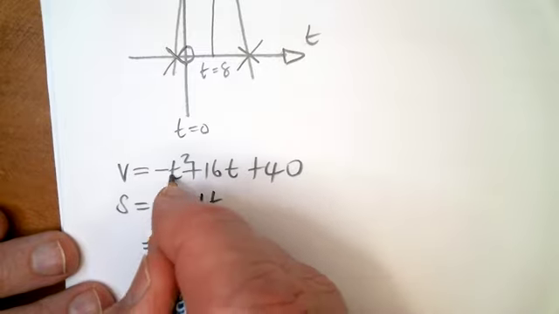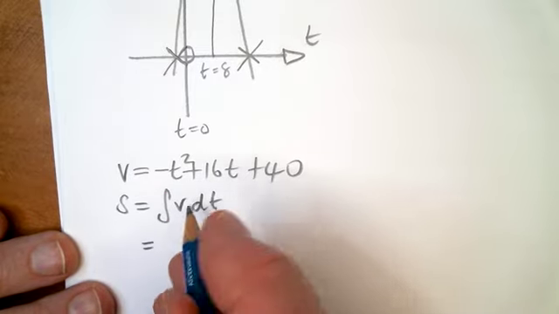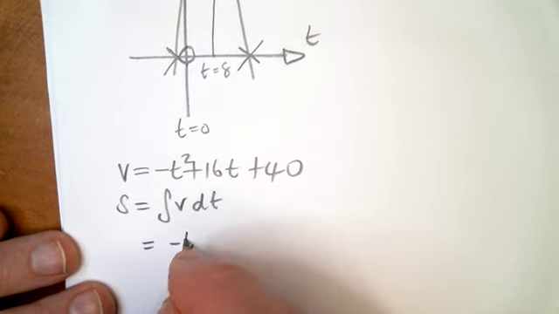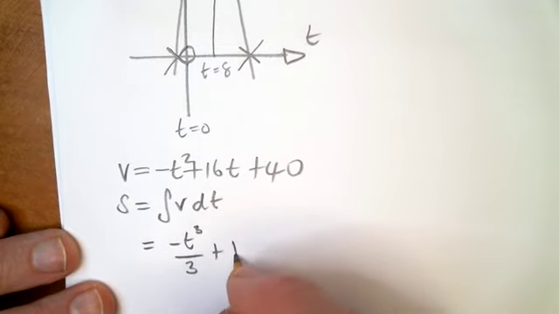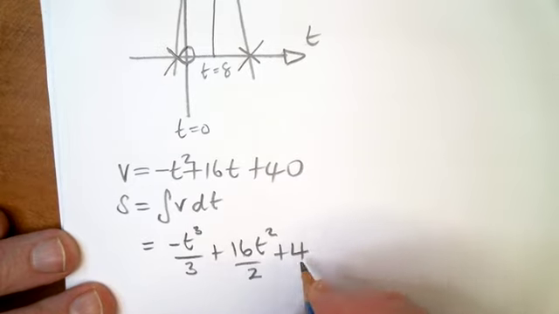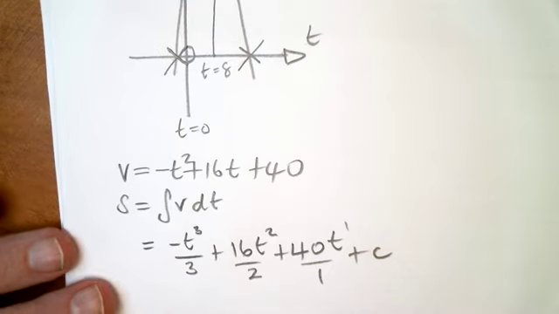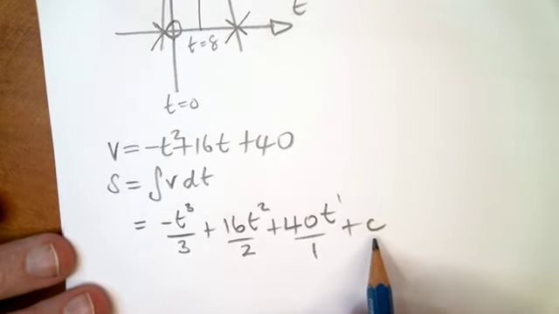And that's equal to, let's take this thing here, which is going to be negative t. We're going to increase the power by 1 and divide by the new power. We'll take the 16t and we'll increase the power by 1 and divide by the new power. Take the 40 and increase the power by 1 and divide by the new power and add a c to the end. So the question is, what is c?